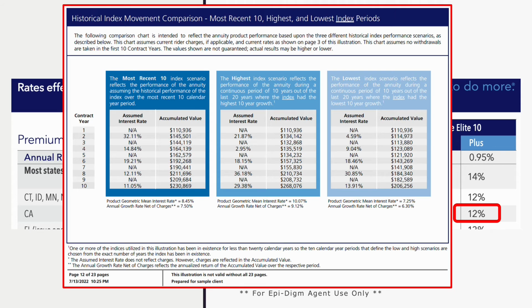And we have a bonus. This is another product that I look into. I believe this is one of the most popular products.